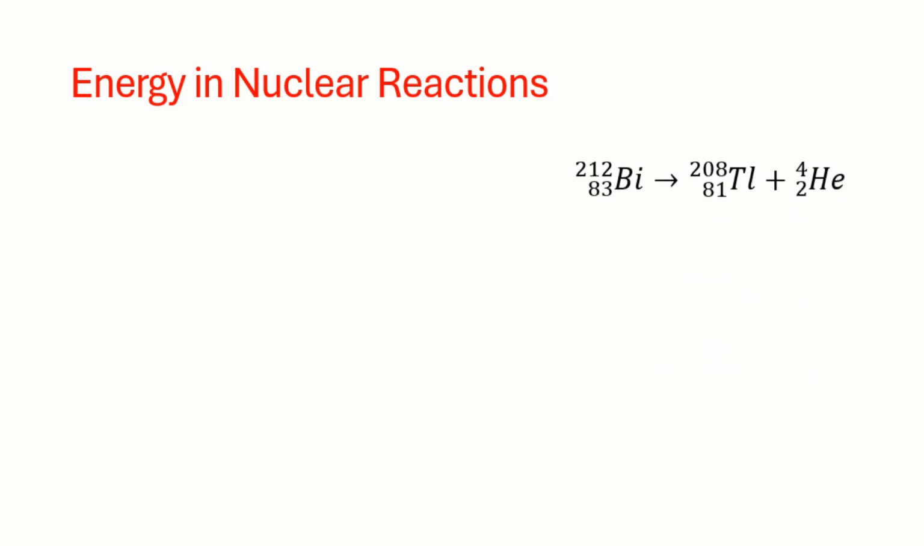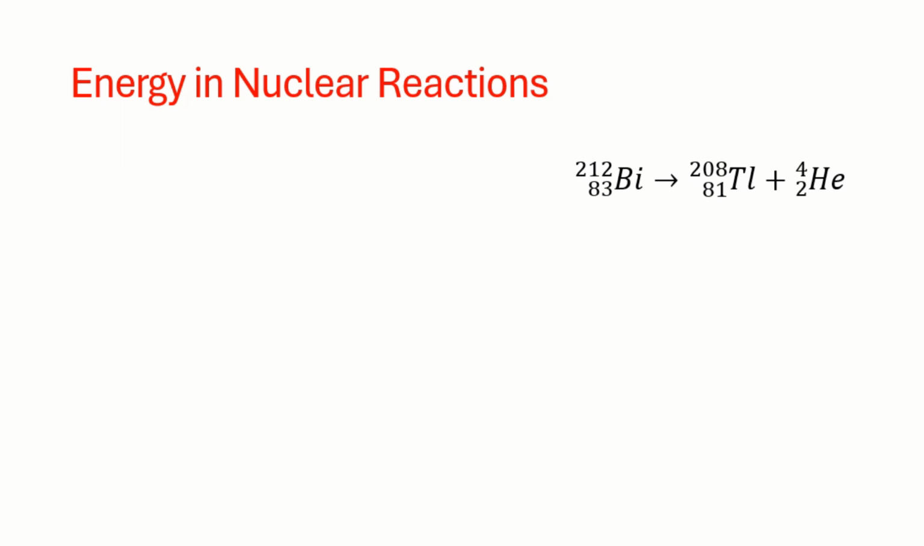We have bismuth 212, which has got an 83 on the bottom, and that decays to thallium and an alpha particle because it's alpha decay. Those numbers should all add up on the top and on the bottom. But no worries if you didn't do that on your own. We're not focusing so much on the numbers of this process just now.